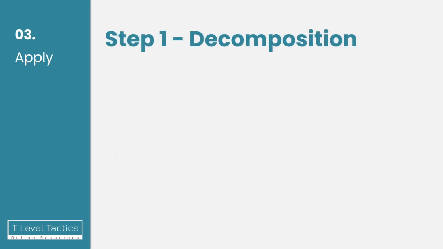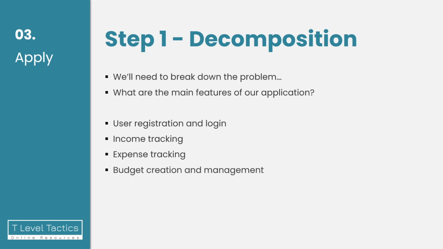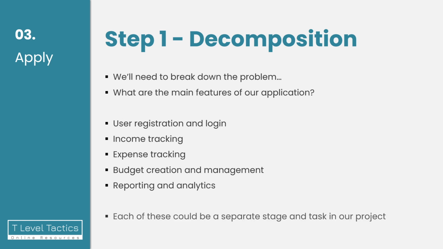Step 1. Decomposition. We first need to break down the problem and think about what are the main features of our application. Well, in this example, I'll use these features. We could have user registration and login, income tracking, expense tracking, budget creation and management, and reporting and analytics. Each of these could be a separate stage and task in our project.